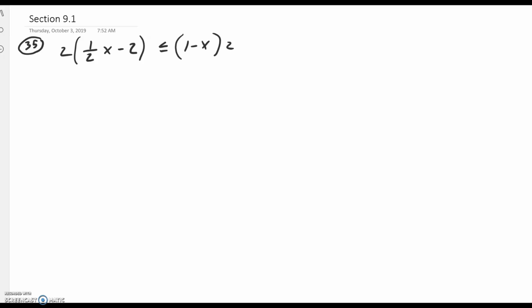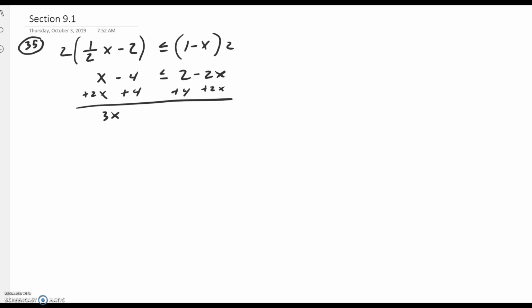So this 2 distributes. 2 times 1/2 is 1, so we have 1x. And then the 2 distributes to the minus 2, we have minus 4. Over here we have 2 minus 2x. So all that's done is make every term twice as big, but now I don't have to worry any longer about fractions. So I'm going to add 2x's to both sides. That'll bring the x's to the left-hand side. I'm going to add 4 to both sides.